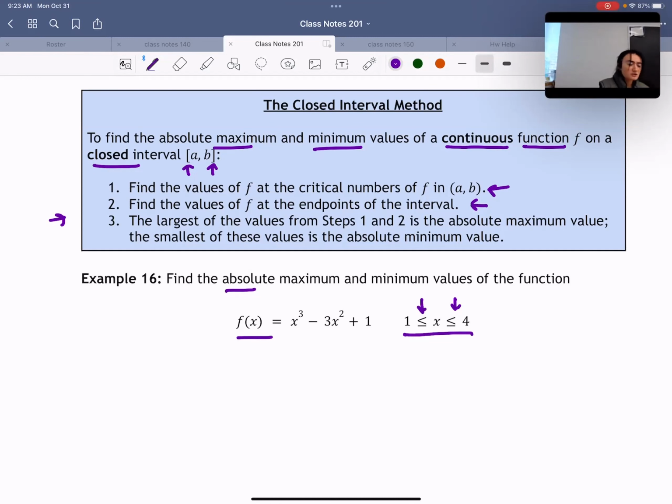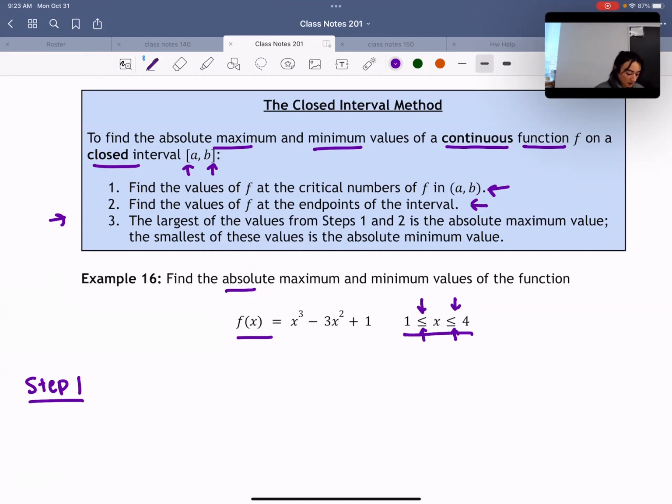Yeah, right, it's a polynomial, we have a continuous function. The interval is closed because we have a less than or equal to sign instead of just a left-hand sign. Let's do step number 1. Okay, step 1 says, find the values of f at the critical numbers of f in AB.